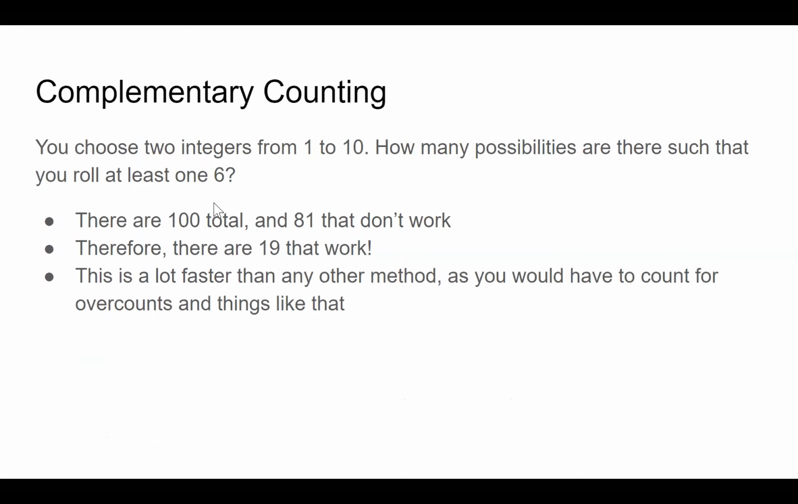All right, so you have 100 total, and you have 81 that don't work. So this means that there are 19 that do work. And that's the answer.